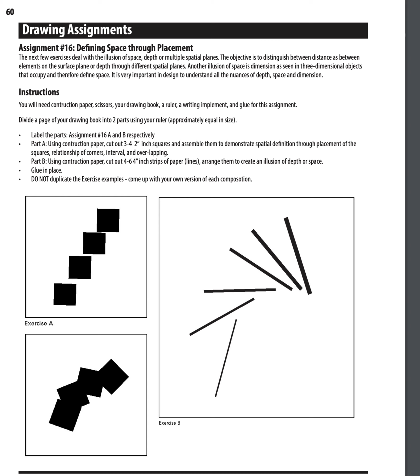And there's 2 different examples shown on the left for exercise A. So you'll be doing something like the top part or the bottom part for part A, and something like the example to the right for part B. So for part A specifically, you're cutting out 4 shapes of the same size and same color. Same size, same color, same shape even.